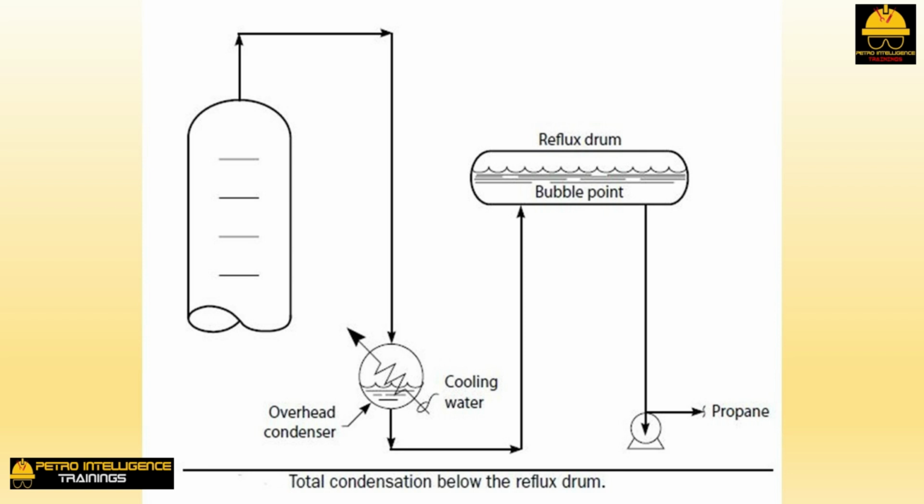But for now, we can say that most reflux drums are elevated 20 or 30 feet above grade to provide net positive suction head, NPSH, for the reflux pump. Also, most shell and tube condensers are located at grade for easier maintenance during unit turnarounds.